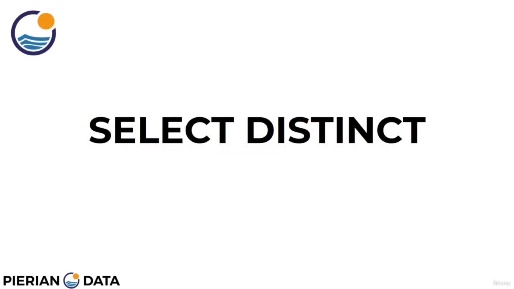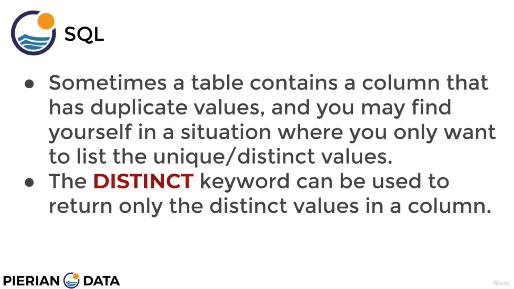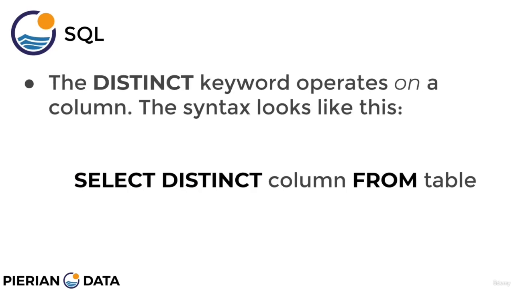Welcome back, everyone, to this lecture on SELECT DISTINCT. Sometimes a table contains a column that has duplicate values, and you may find yourself in a situation where you only want to list the unique or distinct values in that column. The DISTINCT keyword can be used to return only the distinct values in a column. The DISTINCT keyword operates on a column, so that means the syntax looks like this. We say SELECT, and then DISTINCT right in front of whatever column we're interested in grabbing the unique or distinct values from, and then we'll specify what table this column is in.